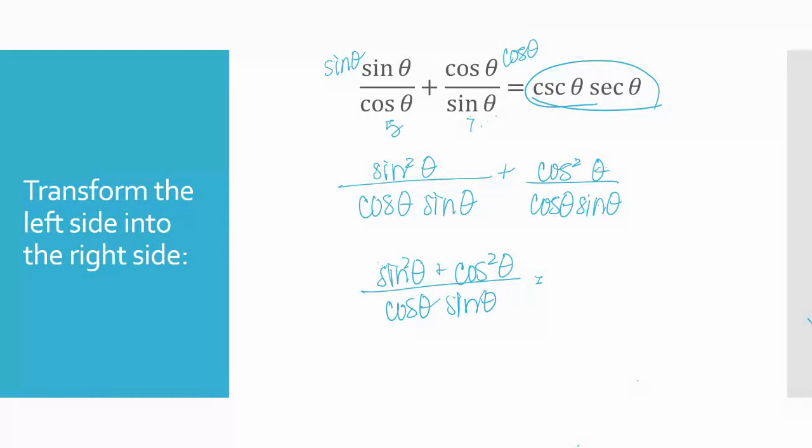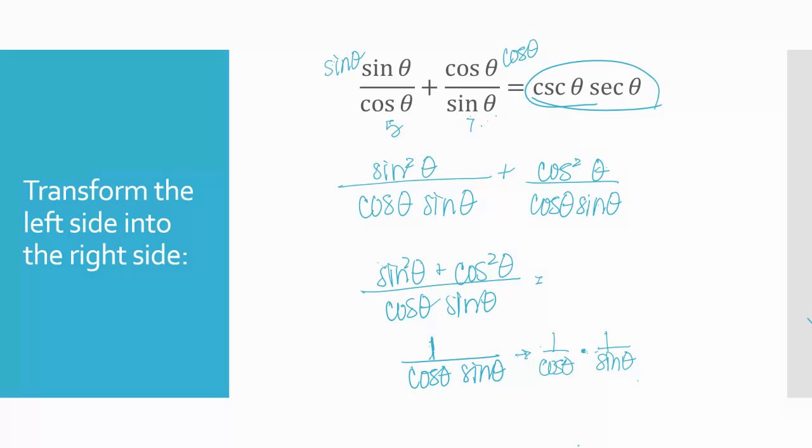And I know that I have an identity that uses sine squared plus cosine squared. Looking at my identities, sine squared plus cosine squared is 1. Ooh, that just simplified things a lot, didn't it? Because now I've got some interesting fractions. Let's say I divide these up into 1 over cosine times 1 over sine.